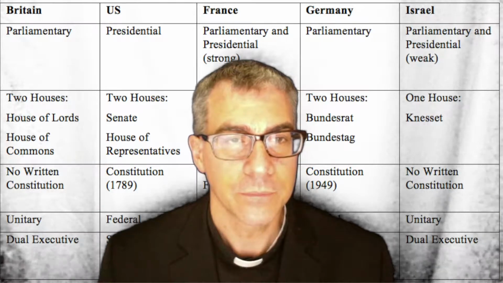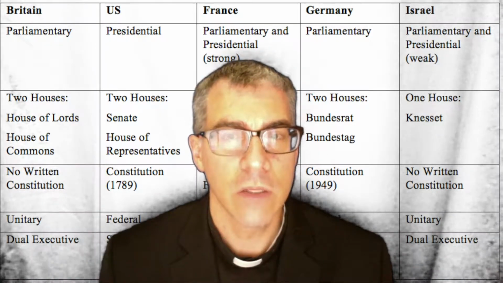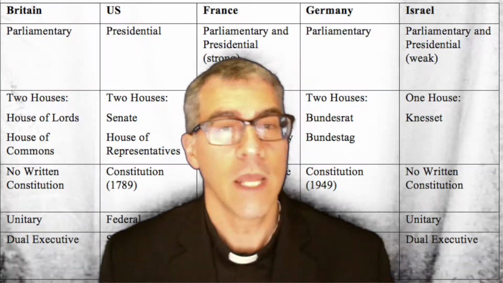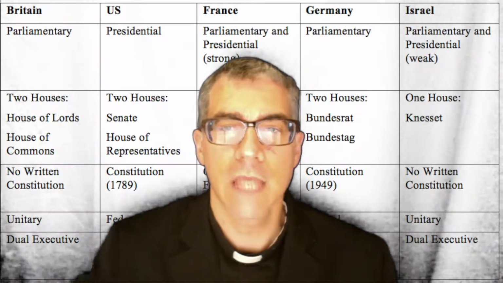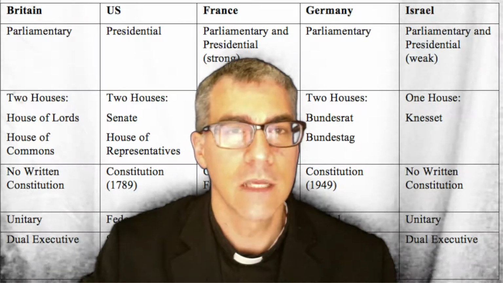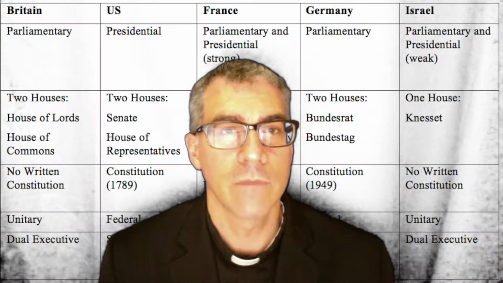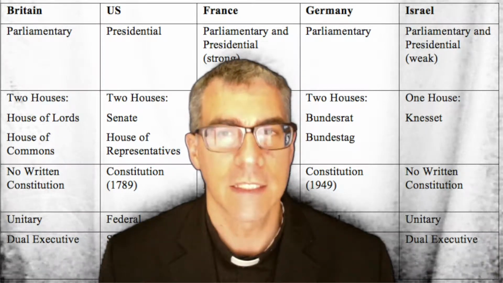Israel: parliamentary, presidential, unitary, unicameral, and non-constitutional. In 1948, Israel declared itself a sovereign state. The state of Israel's executive power is shared by a president as a ceremonial head of state and a prime minister as head of government, both of whom are elected by the one legislative body called the Knesset.